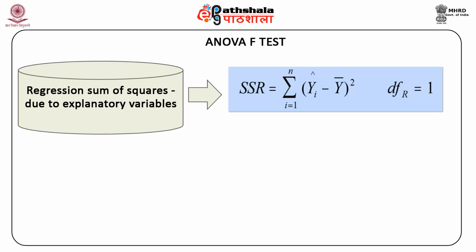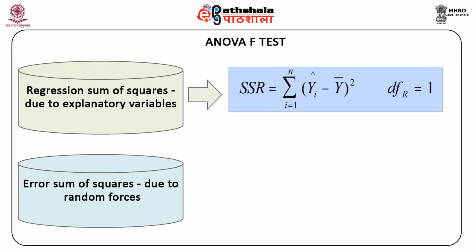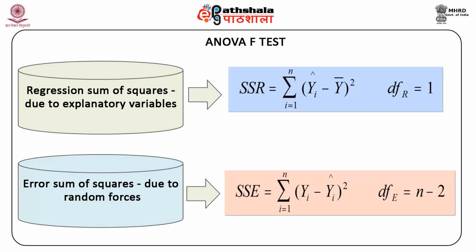SSR is equal to the sum from i equals 1 to n of (yi hat minus y bar) the whole squared. DFR is equal to 1. Error sum of squares is unexplained variation due to random forces. SSE is equal to the sum from i equals 1 to n of (yi minus yi hat) the whole squared. DFE is equal to n minus 2.